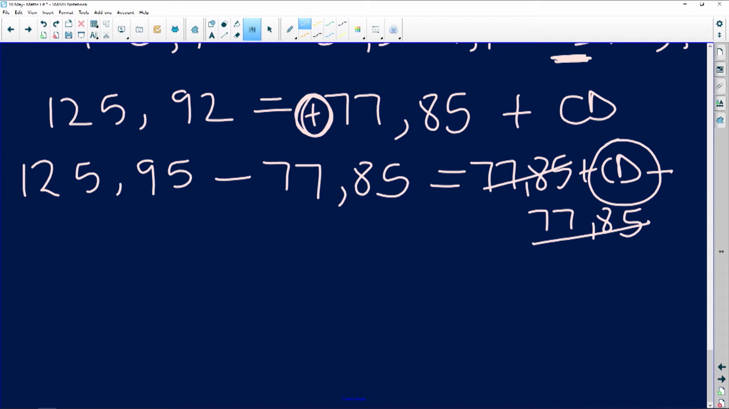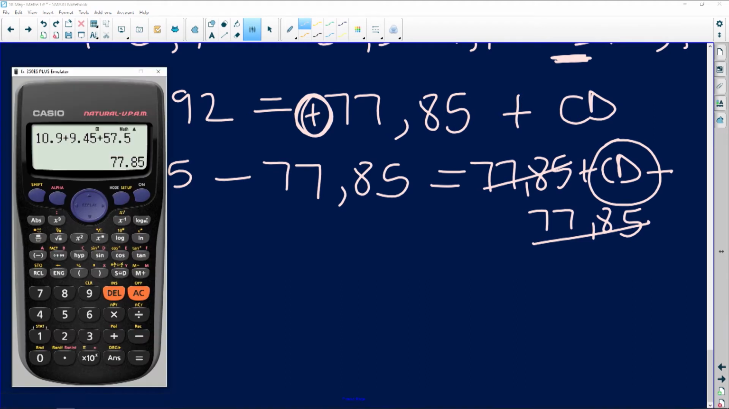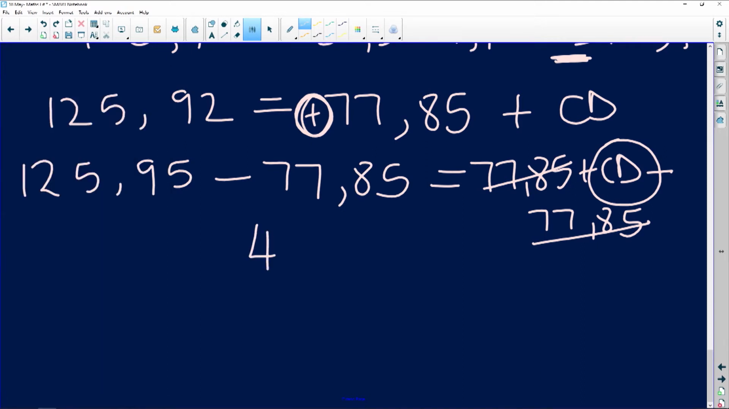So then it becomes 125.95 minus 77.85, which gives me, press SD, 48.1. So I write my 48.1, which is my CD over there.